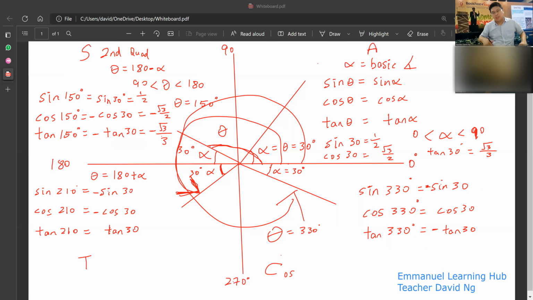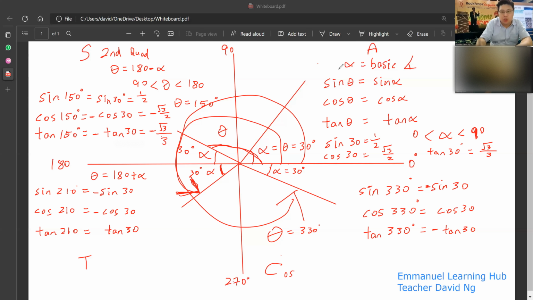You clear already, ASTC? Because you need this concept to do your trigo equation. This is a very important concept that forms the backbone of your AMAX trigonometry. Okay, this concept clear already.